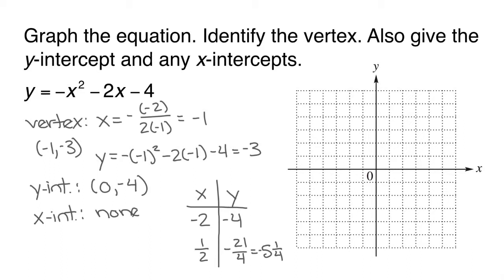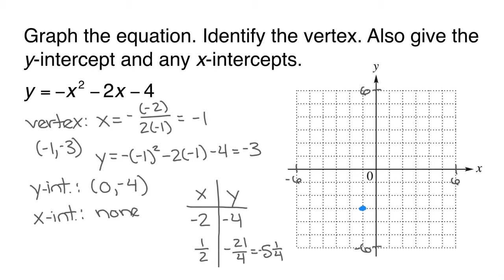To start, we'll label our axes so that each dotted line is 1 unit. The max on each axis is 6 and the minimum is negative 6. We'll plot our vertex, which is at the point negative 1, negative 3. From the origin, we move left 1 and down 3 units.